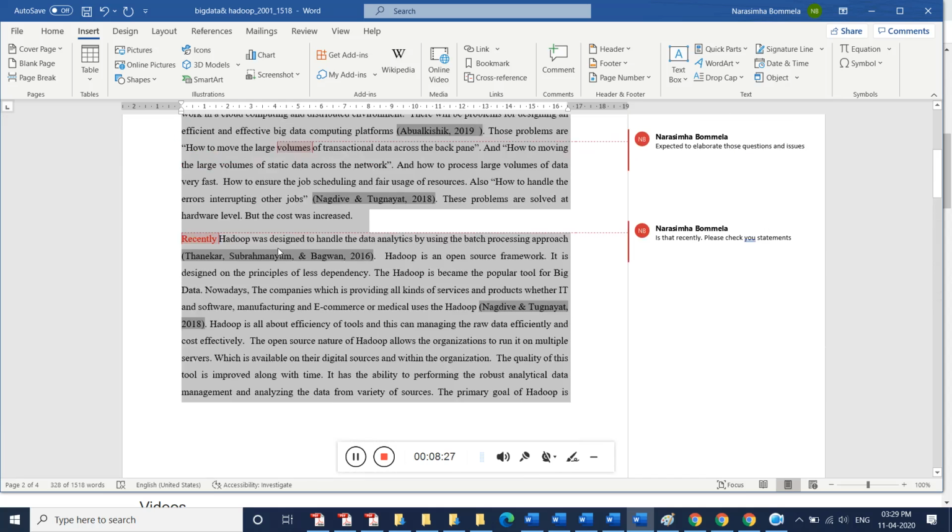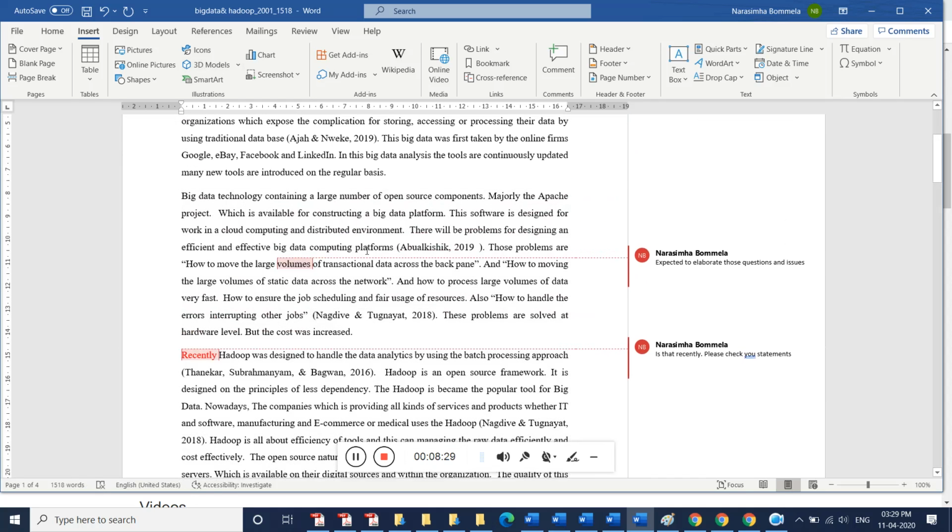But here what I say is, I can see that you quoted some problems, but I don't know why you quoted them in question marks. You could have explained it properly, right? Large volumes of transactional data, what do you mean by that? How is it influencing big data technology? And moving the large volume of static data across the network. Whatever problems you identified, you could have mentioned them in a proper way. You could have elaborated those problems rather than mentioning them in question form. Explain what the problem is.